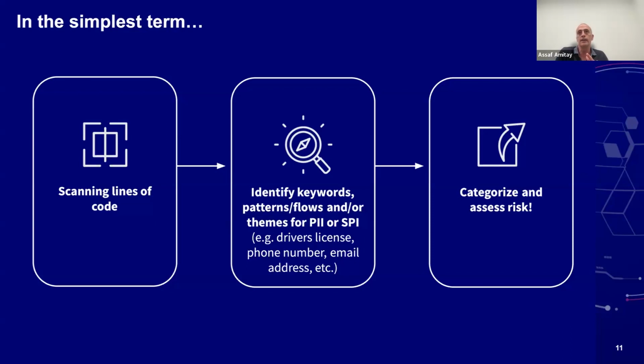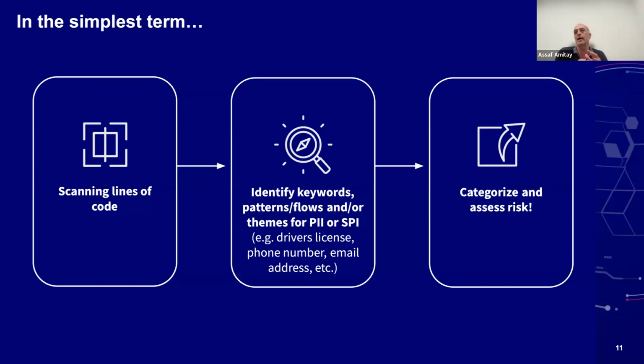The second stage is that we are using the code to identify keywords, patterns, flows, PII, SPI, among other things. And the nice thing about it, and again, we're going to touch a little bit further into that over the next couple of slides, is that we're not just pulling a list of endless amounts of data points or issues, we're also providing the flow and the context of what we're finding.